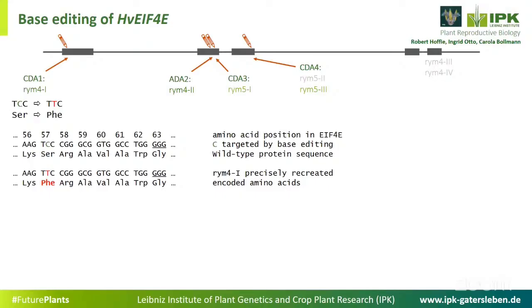This is one example of what we were capable of creating. It was possible to genocopy exactly the resistant allele in this position. So we had a plant which features exactly this conversion.